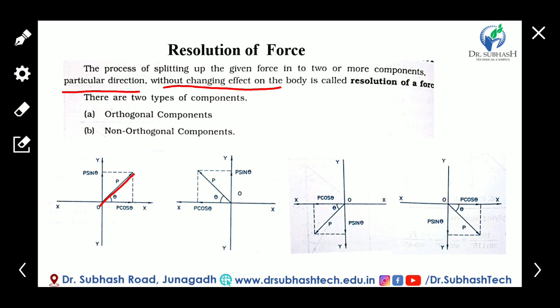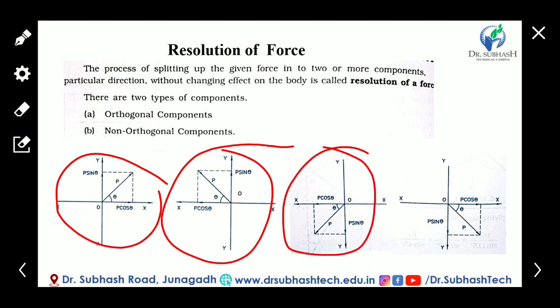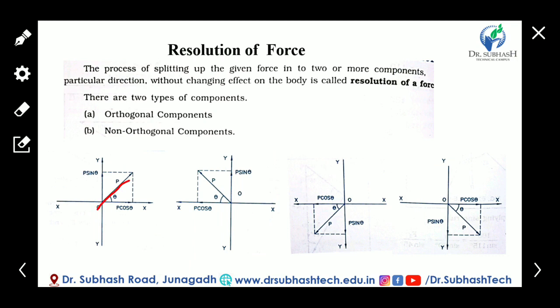Okay, so two types of components are there in a resolution of force: orthogonal components and non-orthogonal components. Here the figure shows the orthogonal components in all four quadrants. Here if the force is in the first quadrant, then two components are obtained from that, or we can say we resolve this force into two components. One is horizontal and one is vertical, or we can say one in the x direction and one in the y direction.